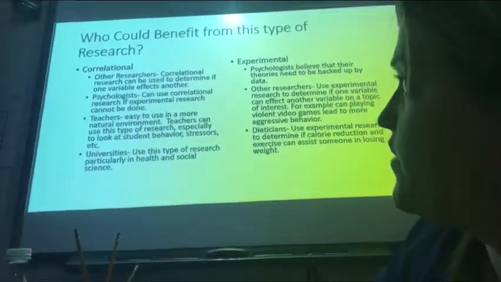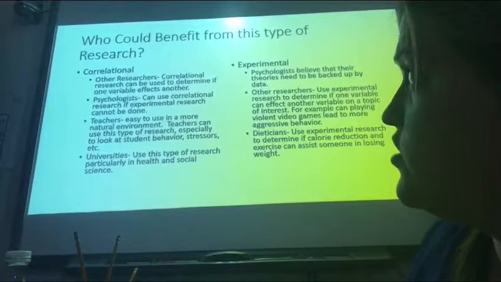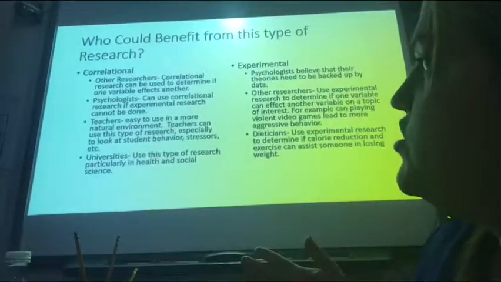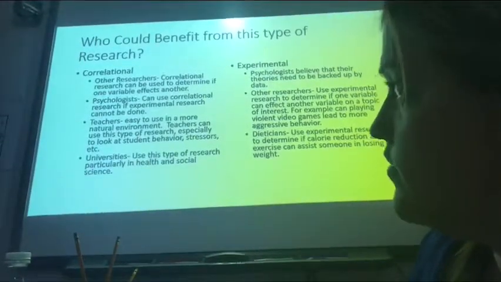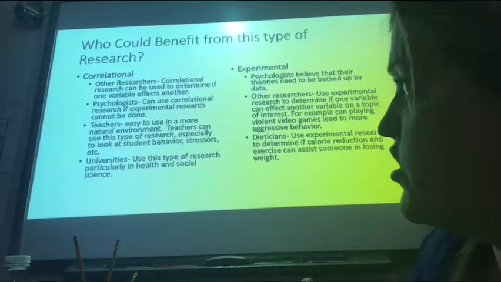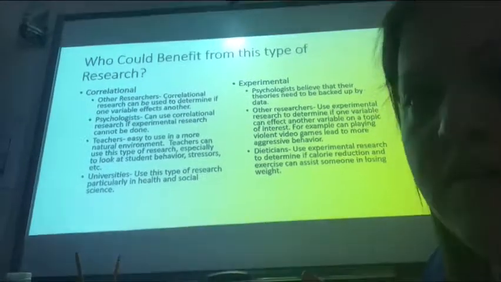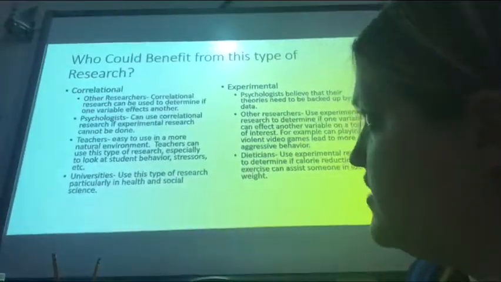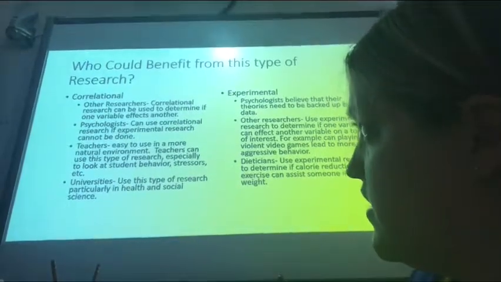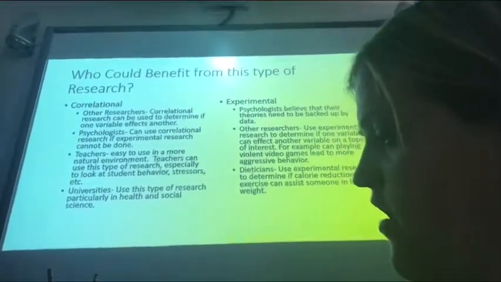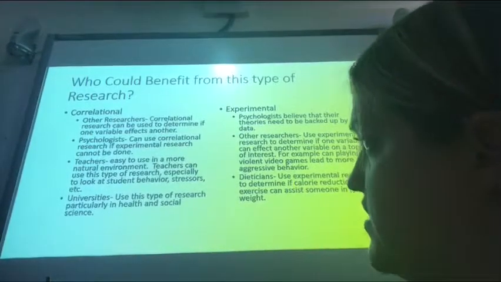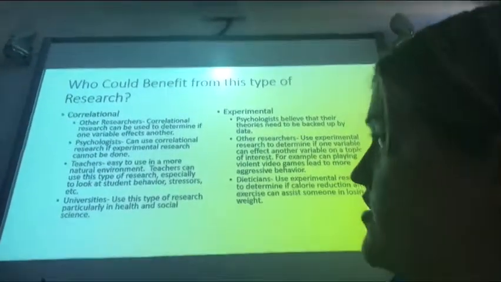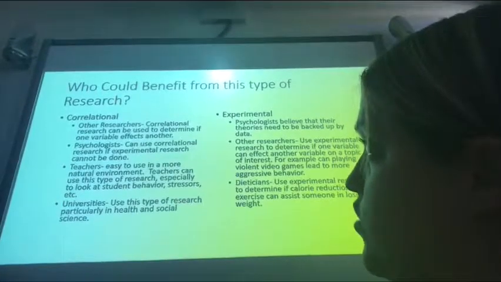For correlational, I put other researchers, because correlational research can be used to determine if one variable affects another variable. Psychologists can use correlational research if experimental research cannot be done. It can help teachers because it's easy to use in a more natural environment. We can use it in our classrooms and see what can help our students versus what's hurting our students. Teachers can use this type of research, especially to look at student behavior, student stressors, etc. And universities use this type of research, particularly in health and social science. So those are some more people that could use and benefit from correlational research.